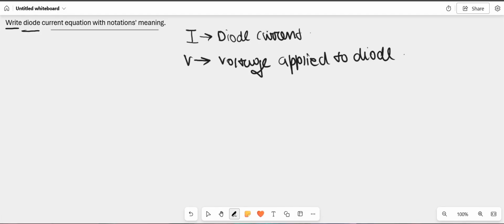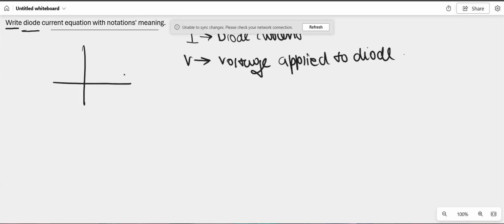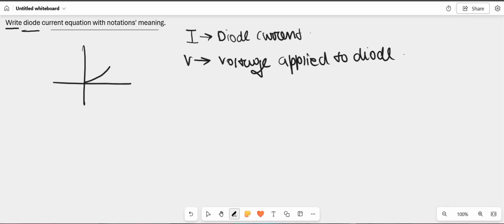Before remembering the equation of the diode current, one thing we need to know is the VI characteristics of the PN junction diode. The VI characteristic is an exponential curve, like this. As we can see, this is an exponential curve, so the relationship will also be exponential. So the diode current equation will be written as I = I naught e to the power QV divided by eta KT, minus 1.